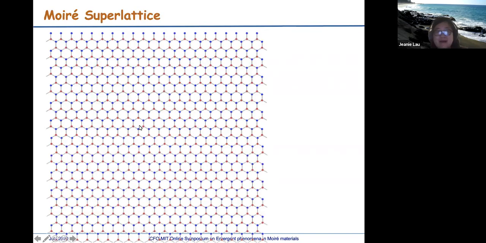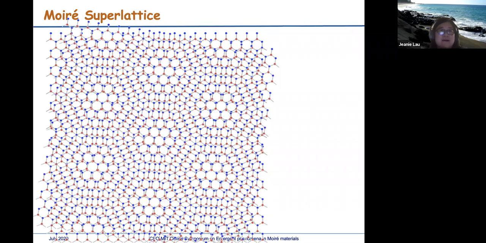Since this is the second week of this symposium, I probably don't need to go through all the introduction, so let me just go through these slides very quickly. If we have a monolayer graphene and I put a second layer of graphene on at a small angle, we form a moiré superlattice, and the period of this unit cell is given by the formula here.